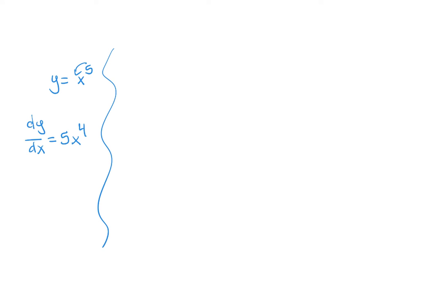So starting out pretty easy, if we have the function y equals x to the fifth, then the derivative dy dx is equal to, bring the 5 down in front, 5x to the 1 less, fourth, and that's it. So this function finds the slope of this function at any value of x. All right, let's do another one.